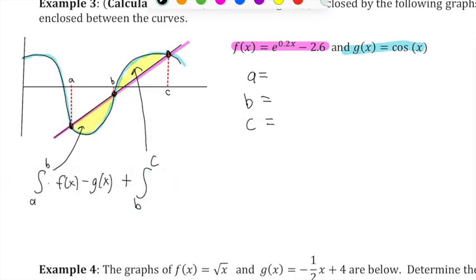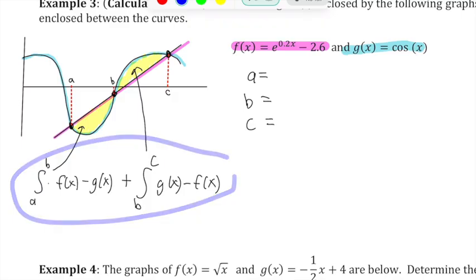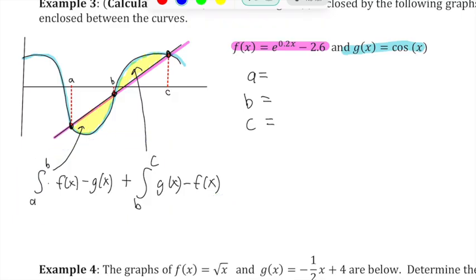The topmost function is the cosine one, which is g of x. We're going to subtract the lower function, which is f of x. So this is my integral that I'm doing. I just need to find out what a, b, and c are, and then use my calculator to solve this. In my calculator, I labeled this as y1 and y2. So this is y1, y2, and y2, and y1. But let's go to our calculator and see.